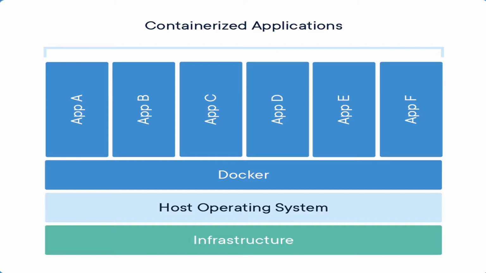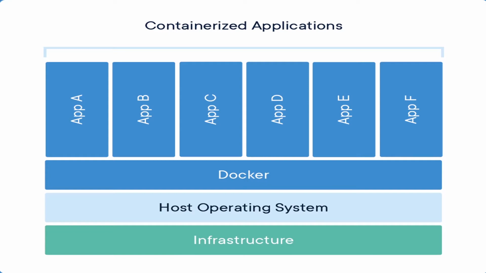This is how a containerized application looks like. Applications A, B, C, D, E, F, these all are the containers. Each container represents a single application. These containers communicate through the Docker engine. This Docker is also called the Docker engine. The Docker engine communicates with the host operating system, and the host operating system works the way it has to work.